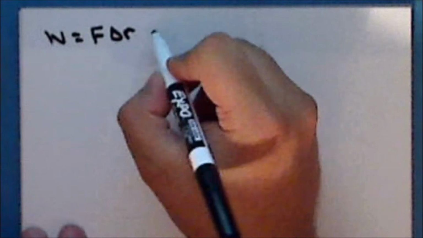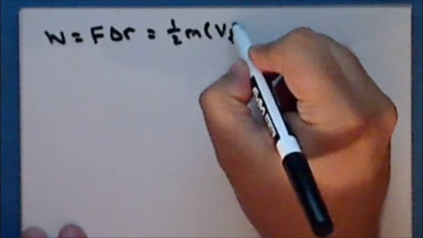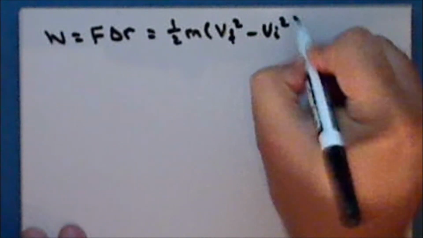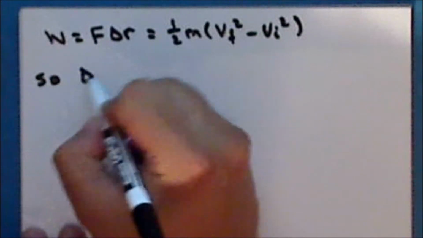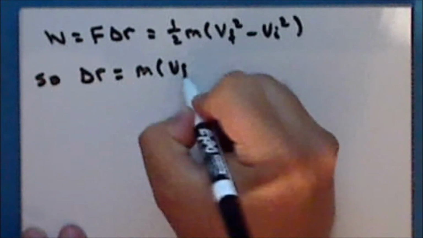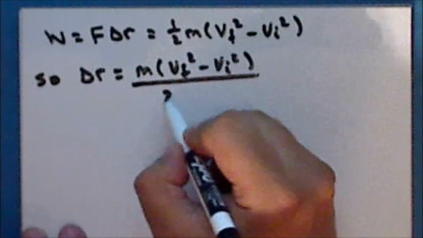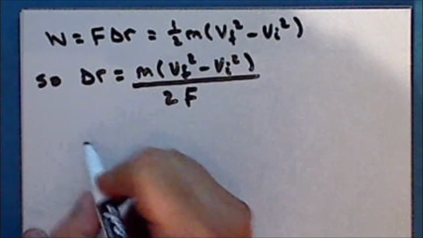Okay, so in this case, the applied force is in the same direction as the displacement. So we have that the work is equal to the magnitude of the force times the magnitude of the displacement. This is also equal to 1/2 the mass times the difference of squares of the final speed and the initial speed. And so we have that the displacement is equal to the mass times the difference of squares of the final speed and the initial speed, divided by 2 times the magnitude of the force.